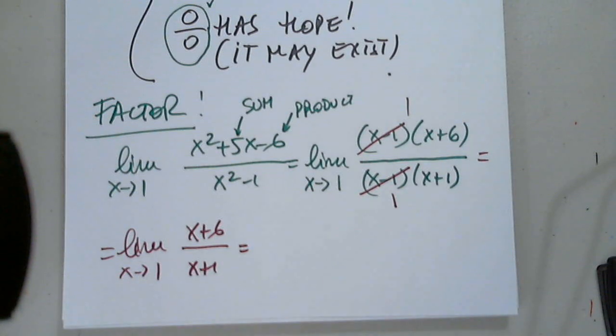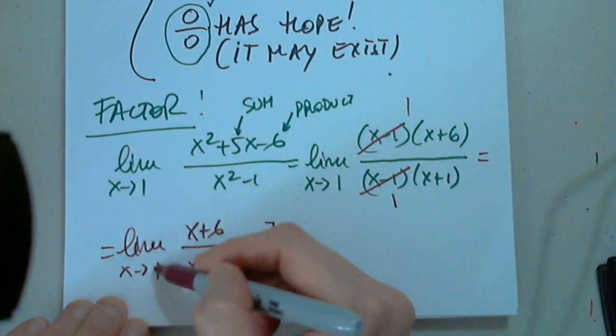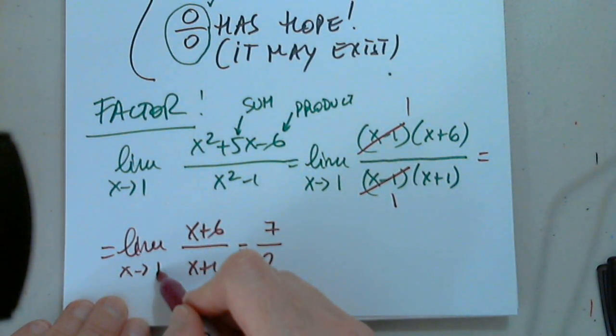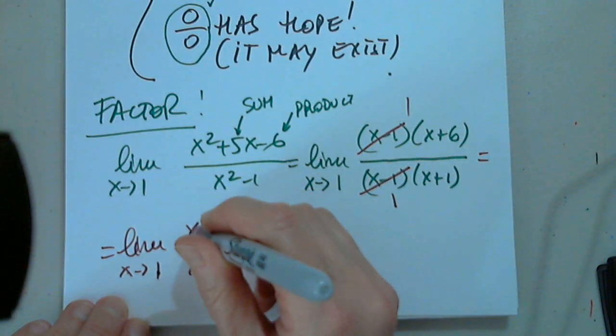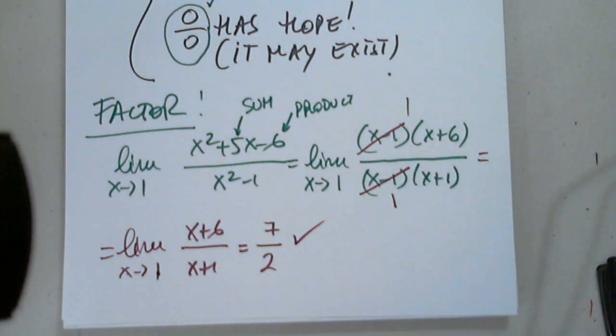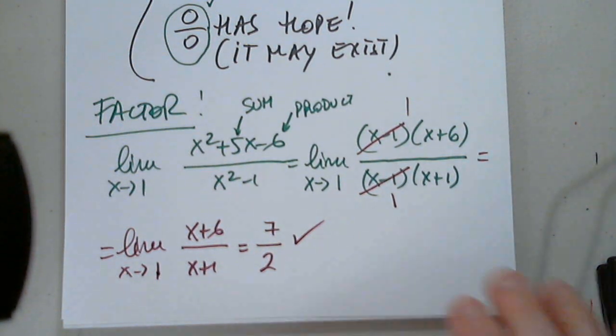Can anyone now plug it in and give me the final answer? 7 divided by 2. Brilliant. That's it. See, this is the only time when the limit operator disappears. I applied it. I was asked, what is the trend of this function when x gets closer to 1? And he did this: 1 plus 6 is 7, 1 plus 1 is 2. Done. Does the limit exist? Yes. It's a number. And we had this situation.